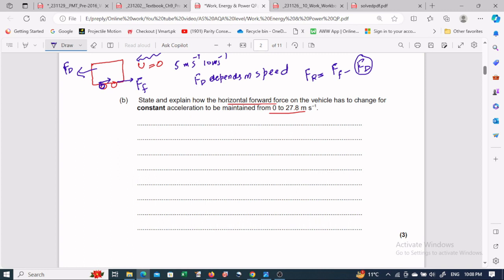So in order to maintain the speed of 27, the mean acceleration should be 6.0. In order to maintain this acceleration, we have to increase the forward force. We have to apply more force, because air drag is acting opposite to that one. So we have to increase the forward force. So we can write as I'm explaining by written.